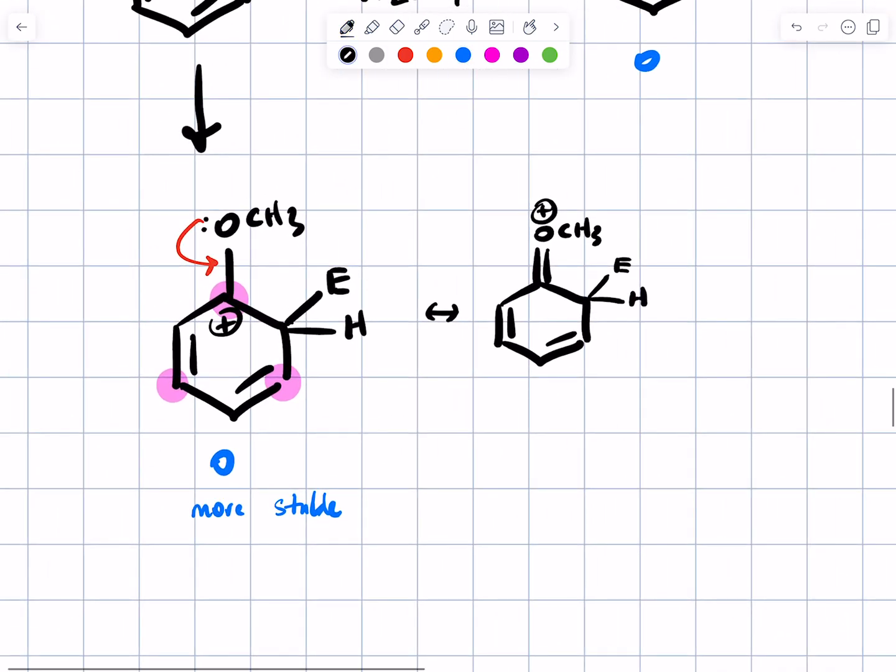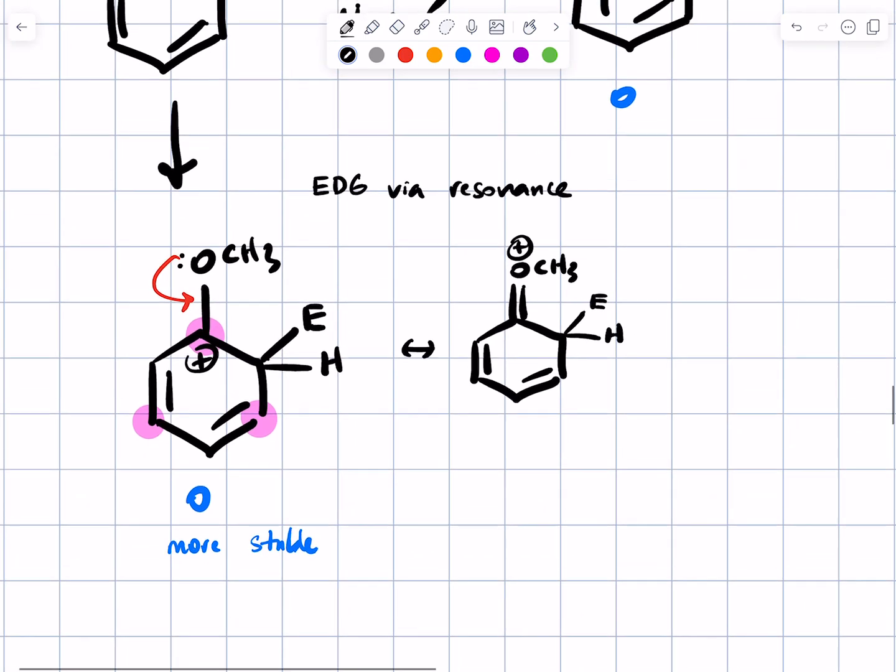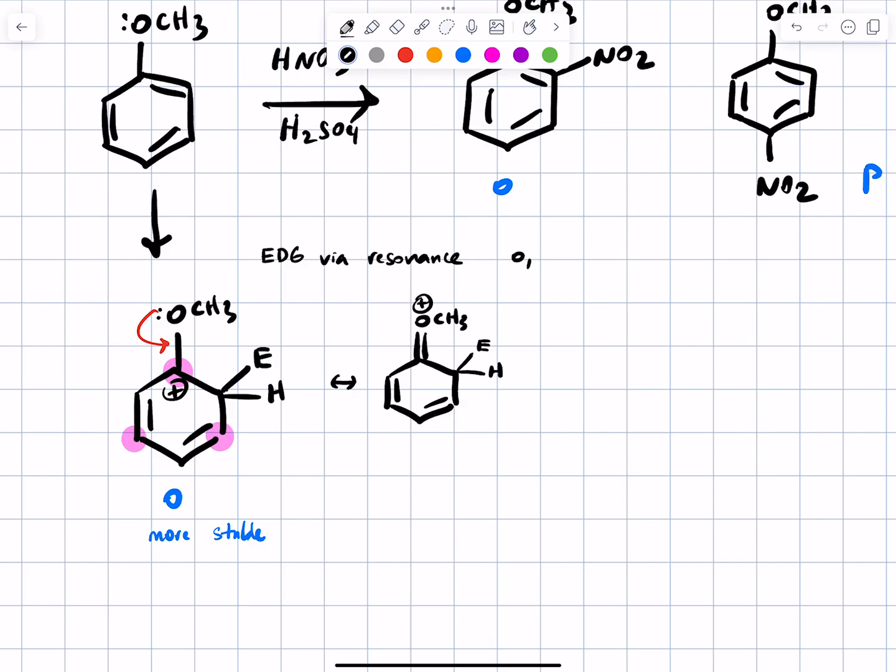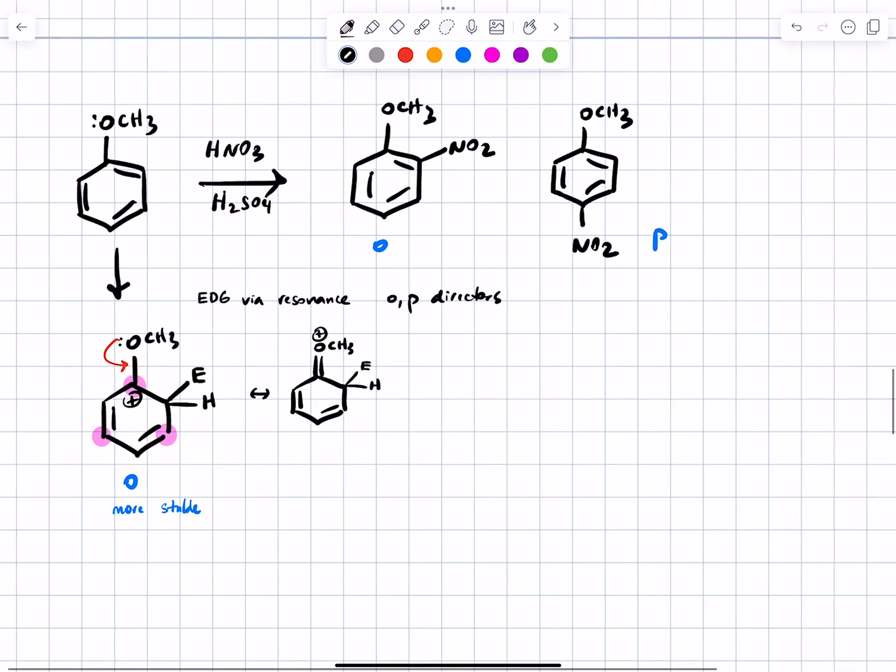The methoxy group is an example of an electron donating group via resonance. And for methoxy groups, these are generally ortho and para directors. You see only the ortho and the para products.